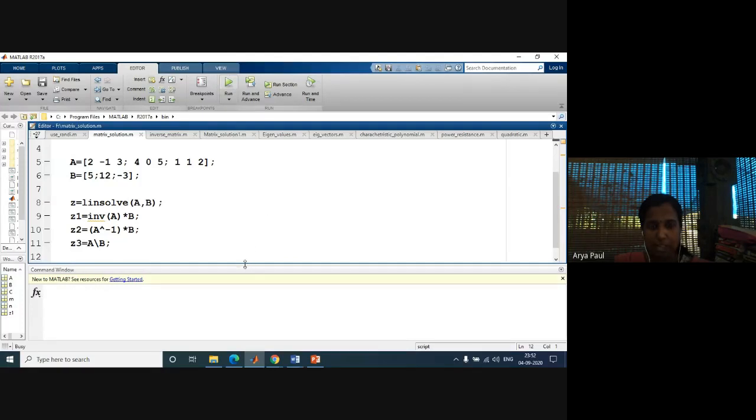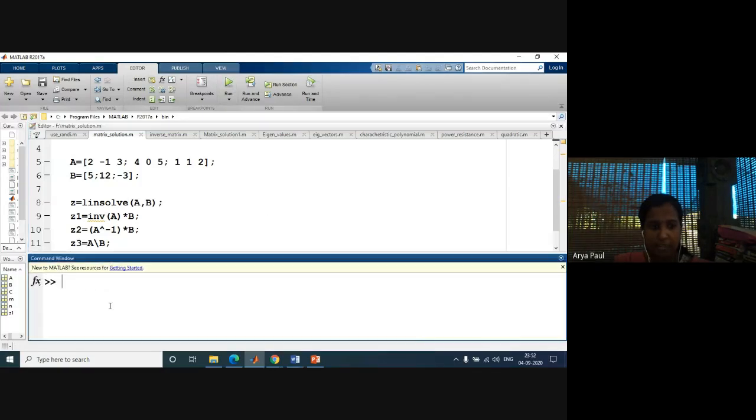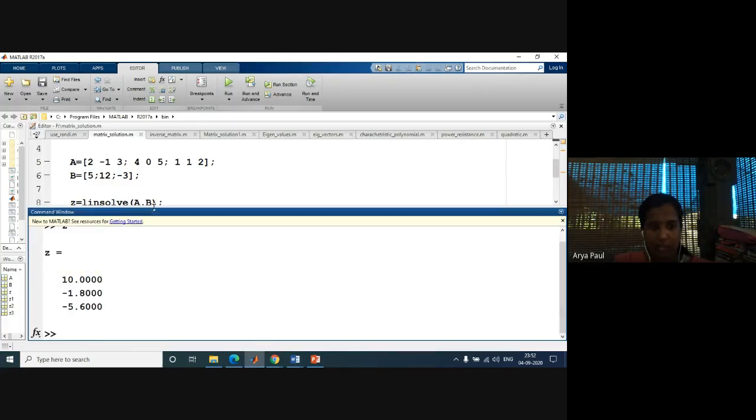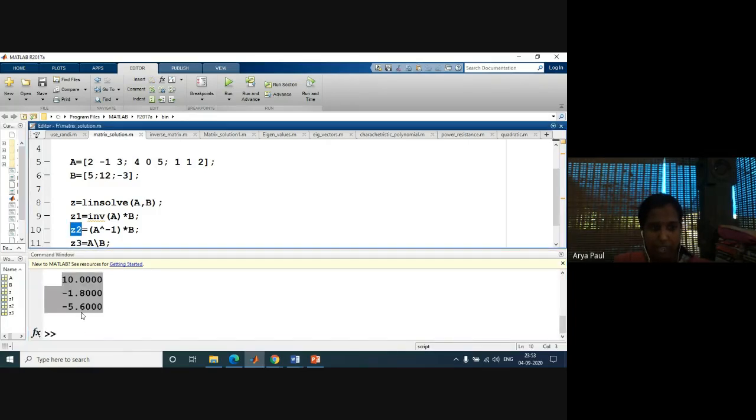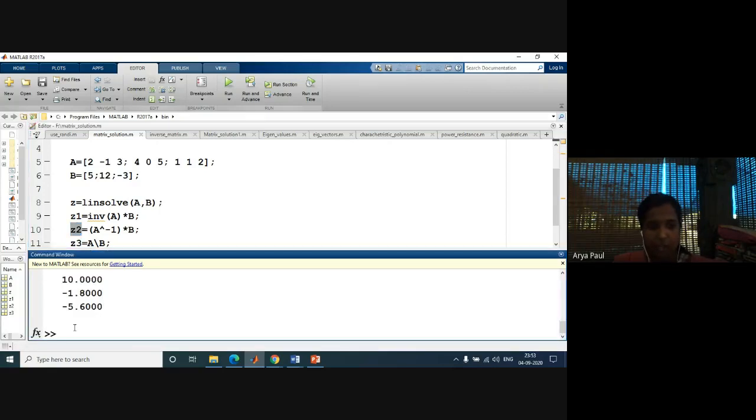So I'm going to run this. Yes, I have run. Just type set. You go to your set: 10, minus 1.8, minus 5.6. This is your solution. Now you check set 1. Set 1 is also same. You check set 2. Set 2 is also same. You check set 3. Set 3 is also same.